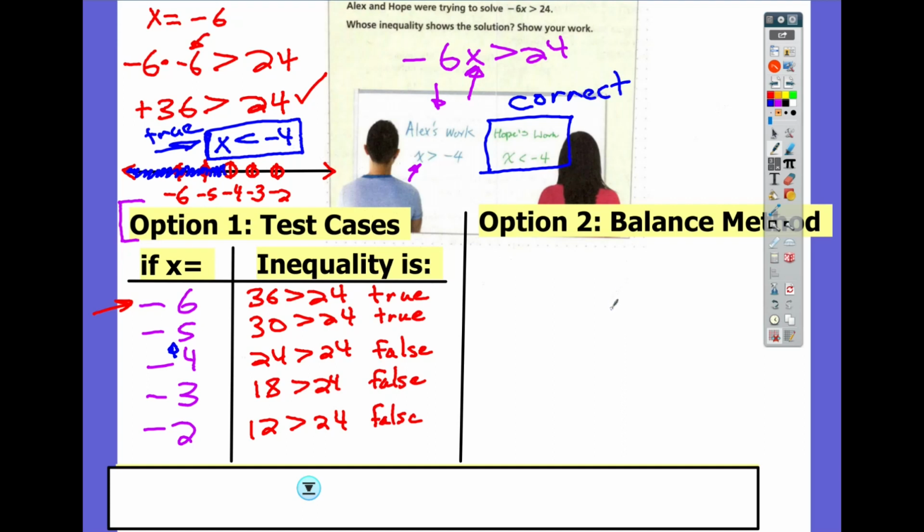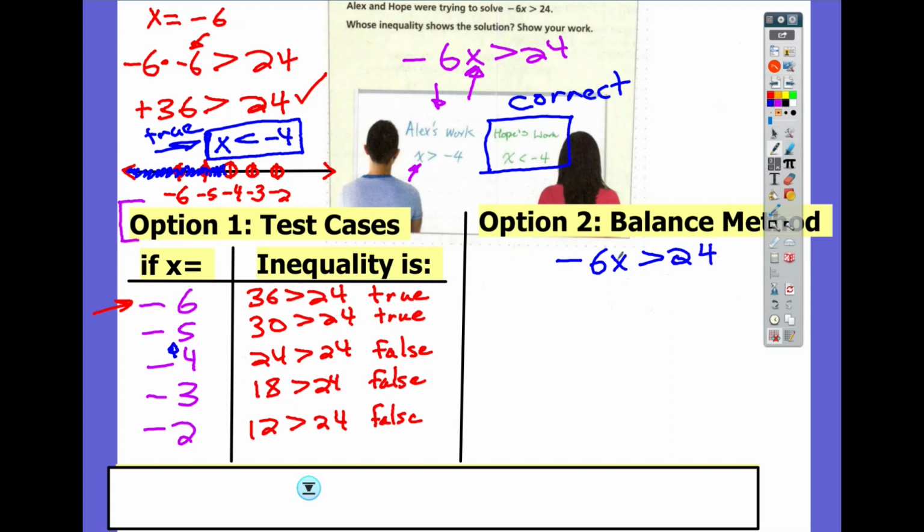However, what do we think Alex did? So let's try the balance method and see what's happened. So did Alex just misapply the balance method, or is something else at play here? So I'm going to take the original inequality and we're just going to go at it like we normally would. So -6x greater than 24.